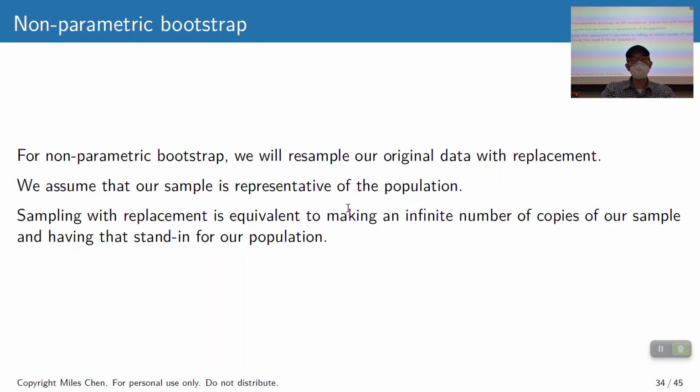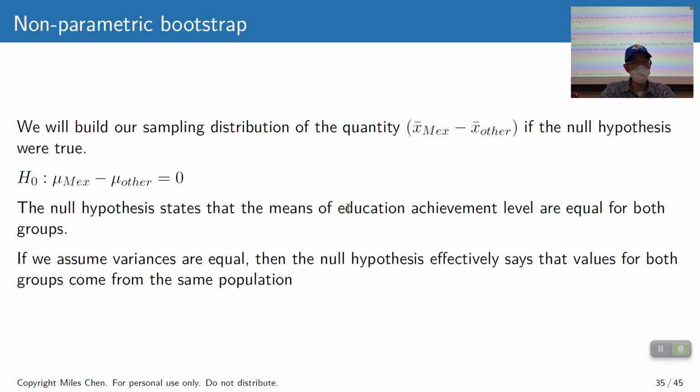When we do non-parametric bootstrap, what we're going to do is resample the original data with replacement. We're assuming that our sample is representative of the population, and sampling with replacement is again equivalent to taking infinite numbers of copies of our sample and having that stand in for our population. So to do this, we want to create a sampling distribution for the quantity, the mean education score for Mexican immigrants versus the mean education score for immigrants from other Latin American countries. And we want to know what that sampling distribution looks like.